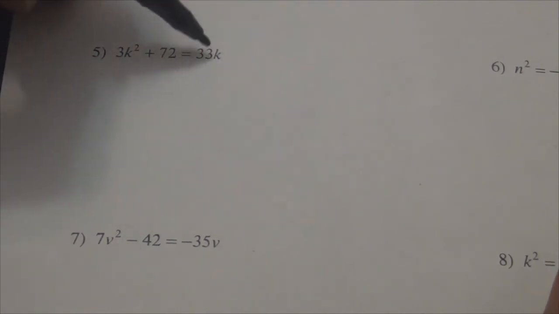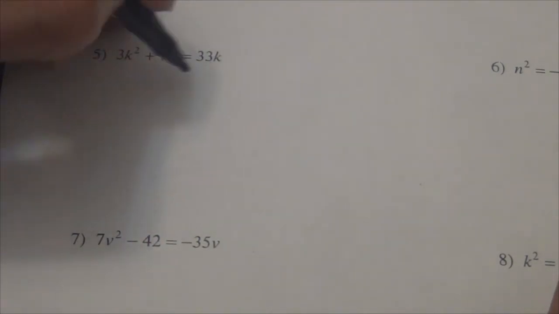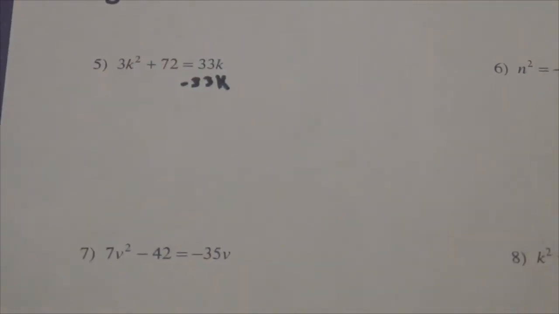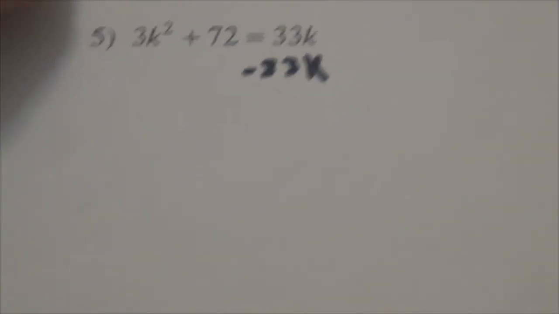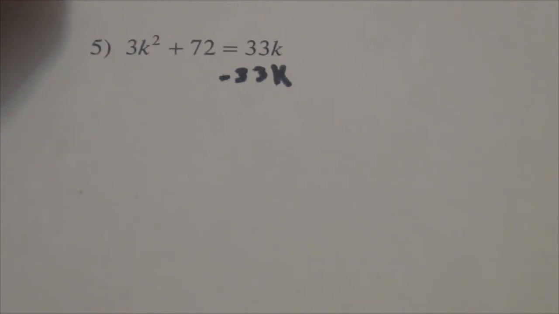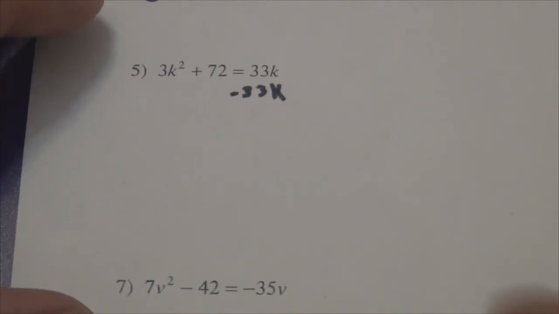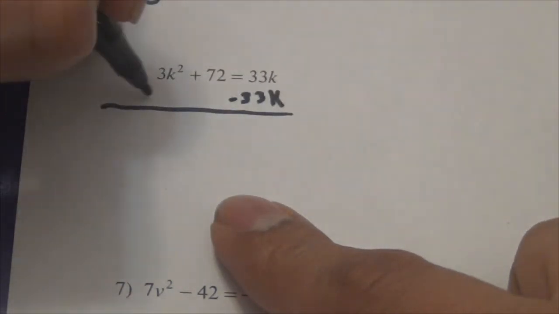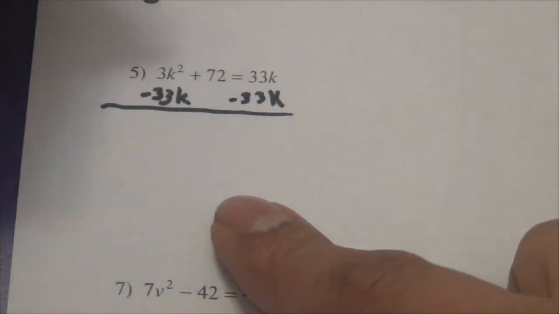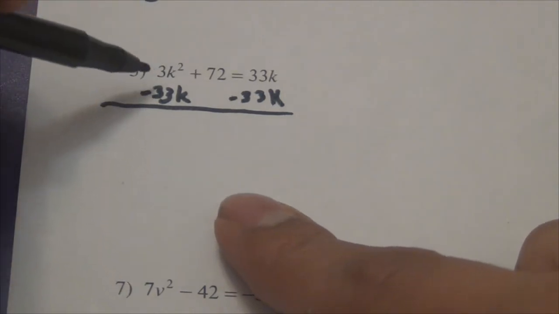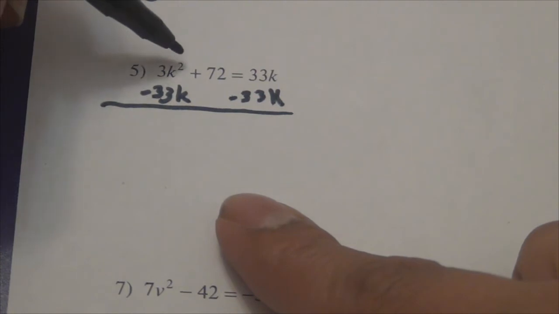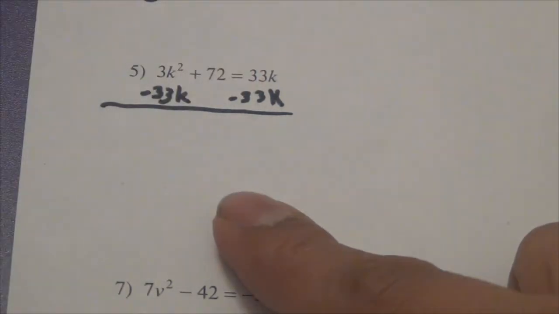So let's see now. 33k is on the other side. How do I make this 33k disappear? Subtract 33k from both sides. Okay? Now, please do not tell me that you're going to combine 3k squared with -33k. They're not like terms. This is k squared and this is k. So if you were thinking about it, forget it.